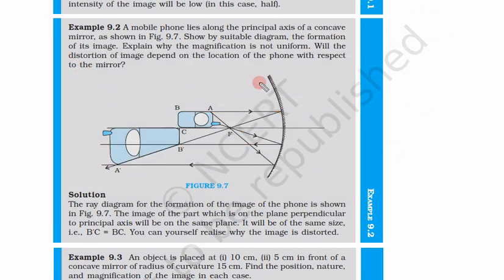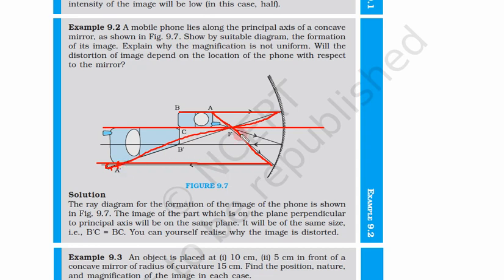So we have made this ray diagram, and in this ray diagram we have found that this image is distorted. So this ray is parallel to the principal axis. This was our principal axis and it passes through focus. And this another ray which passes through focus becomes parallel to the principal axis. So these meet at this point.